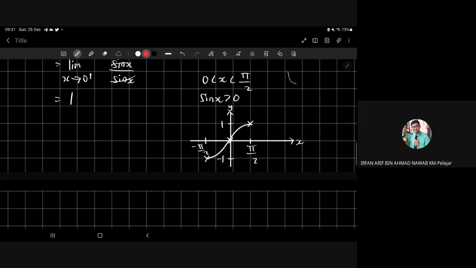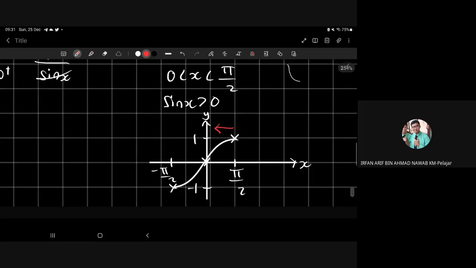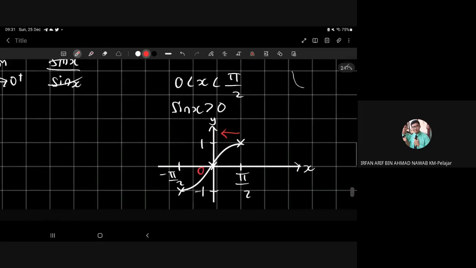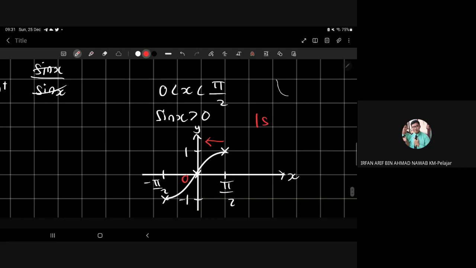So based on this graph, as x approaches from the right, closer and closer to 0, we are using this for modulus sine of x. For this particular range from 0 to pi over 2, sine of x will always be bigger than 0, no matter what, as long as it is in that range. And we know that 0 from the right is in this range. Therefore, the modulus of sine of x is equal to sine of x. That's basically it.